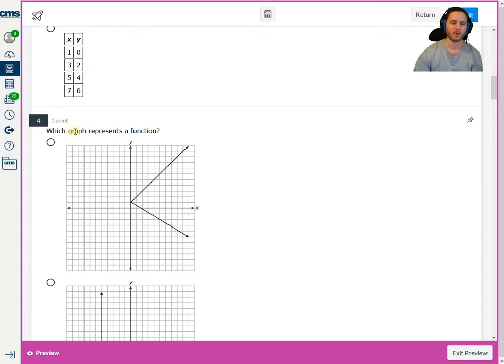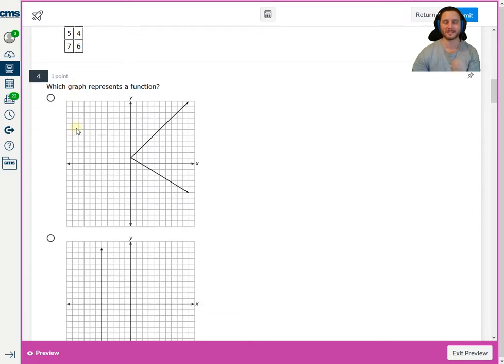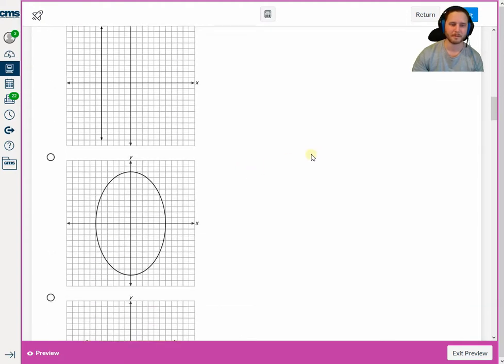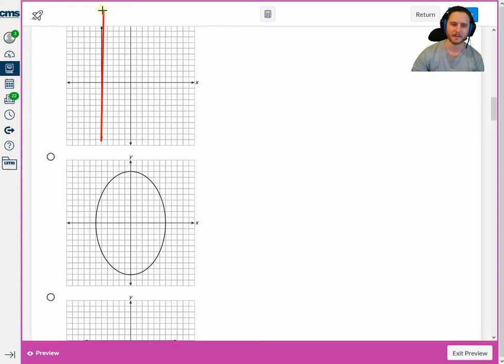For number 4, which graph represents a function? This is that vertical line test. You should be able to draw a vertical line anywhere on these graphs and not have them cross. Which, if I do that here, it fails. It did not pass the vertical line test. Option B and C, same deal. I can draw a vertical line here, and that will cross the entire thing. You can draw a vertical line here, and that crosses twice, so it's not those 2.